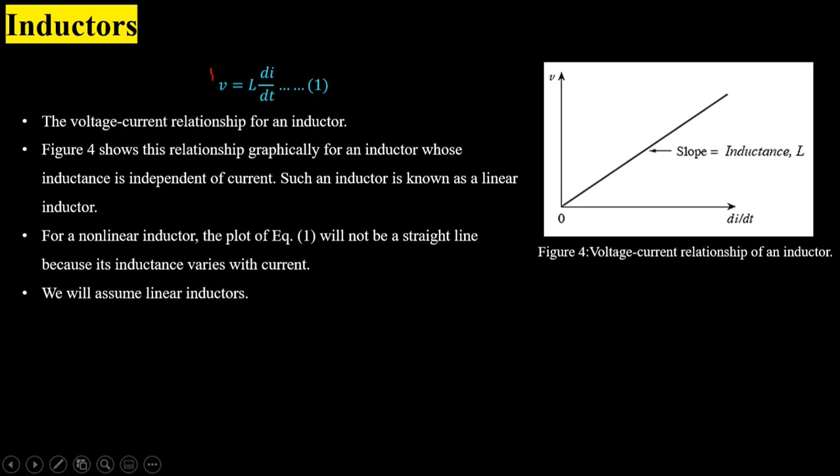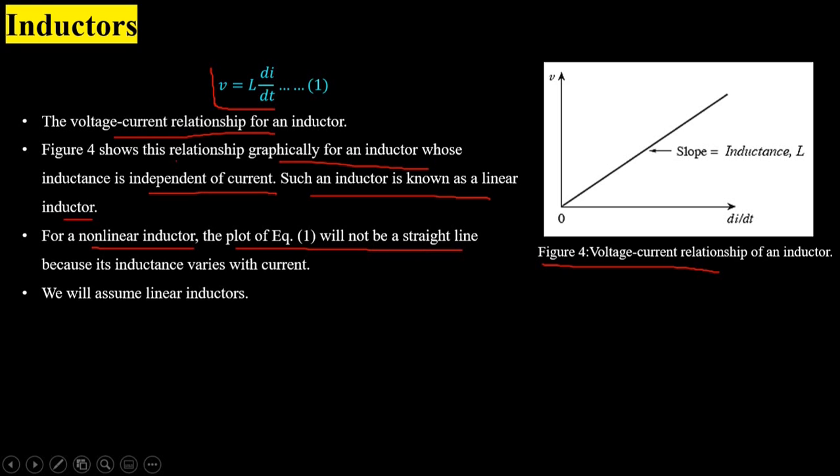For the voltage-current relation expressed in equation 1, a graph is plotted in figure 4, which represents a linear voltage-current relation for an inductor. And this graph shows that inductance is independent of the current, and such an inductor is known as a linear inductor. And for a nonlinear inductor, the graph shown in figure 4 will not be a straight line, because in that case inductance will vary with the current, and we will assume linear inductors.